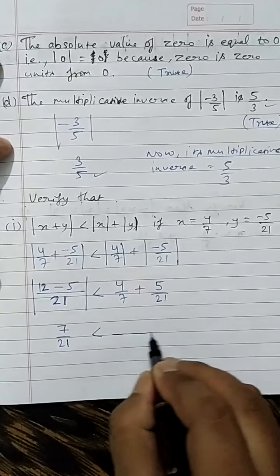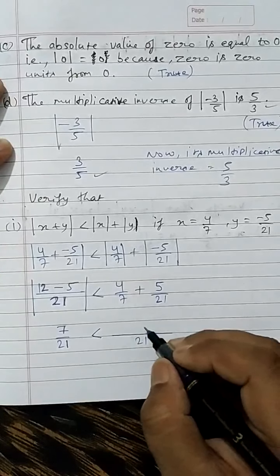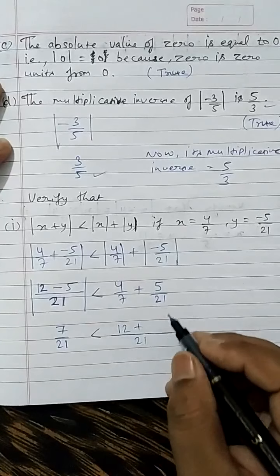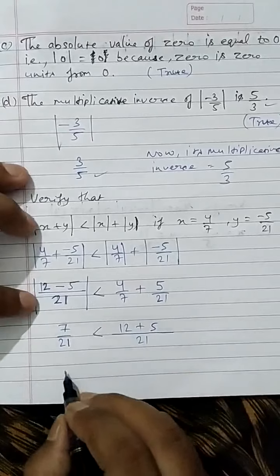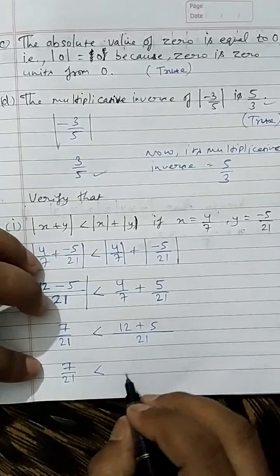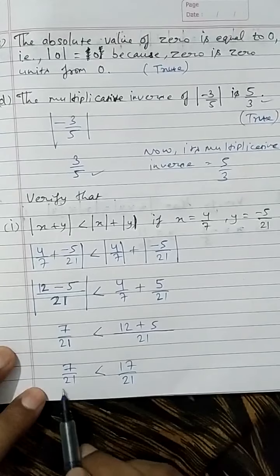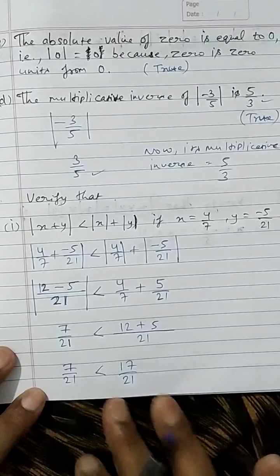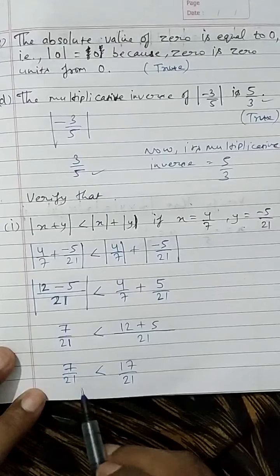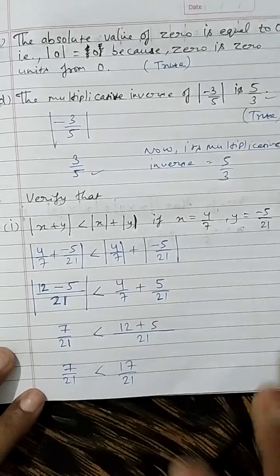the LCM of 7 and 21 will be 21. 21 divided by 7 is 3, and 3 4s are 12. 21 divided by 21 is 1, and 1 5 is 5. This 7 upon 21 will be repeated here, and 12 plus 5 will be 17. Now we have the same denominators, so it is easy to compare the numerators, and we know that 7 is less than 17. So this is verified in this case.